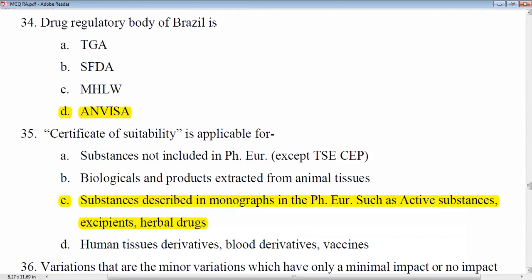Next, drug regulatory body of Brazil is: option A is TGA, option B is SFDA, option C is MHLW, option D is ANVISA. So drug regulatory body of Brazil is ANVISA, the option D.